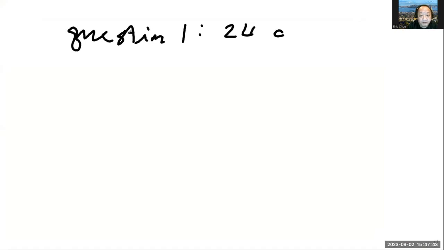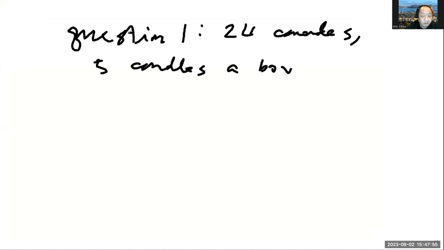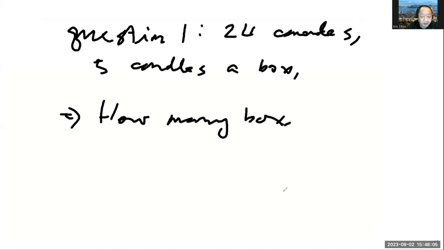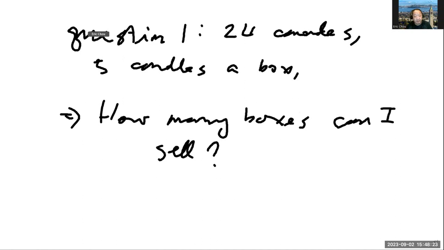I have 24 candles, 5 candles a box. Now the question: how many boxes can I sell? Okay, this one for Sherry. I have 24 candles, 5 candles a box. Then how many boxes can I sell?